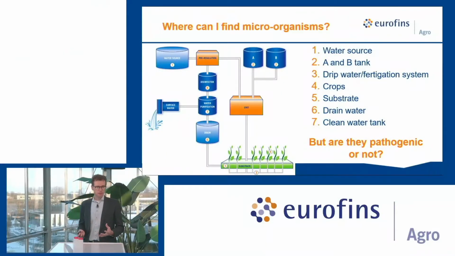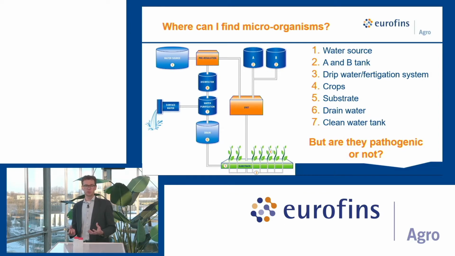Where can I find microorganisms in a greenhouse? There are several places in a greenhouse, but where are they? It's good to check where they are. They are hidden in specific places. It can be in a water source, A and B tank, fertigation system. There are a lot of tubes and irrigation systems in a greenhouse where these pathogens can hide.